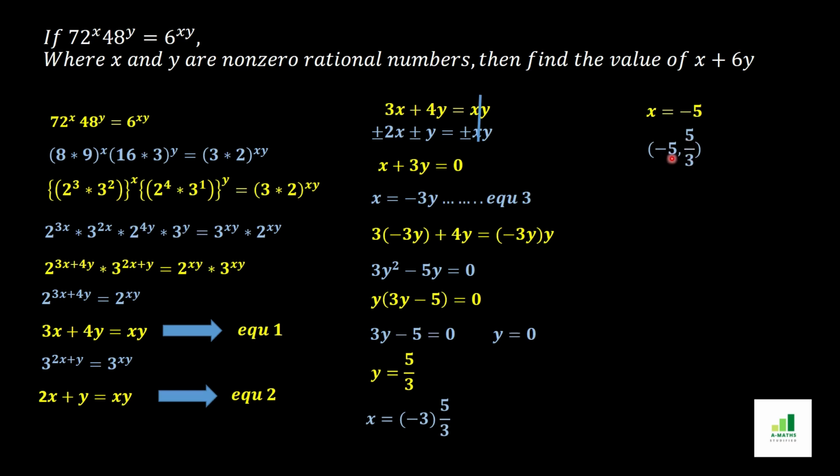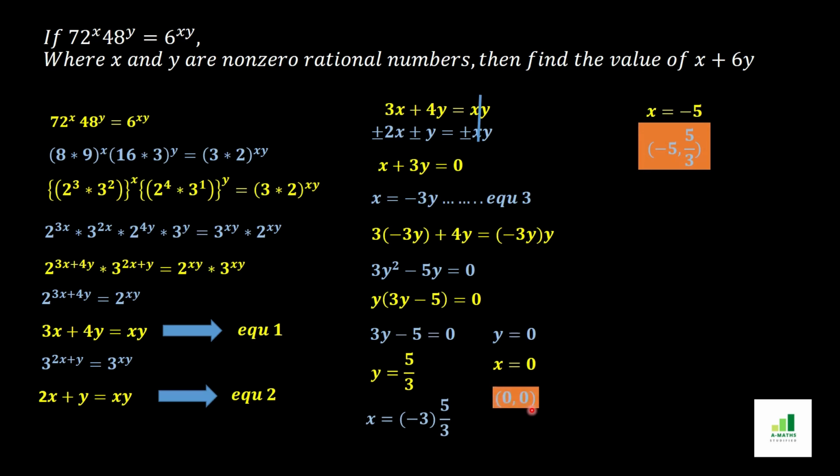Now I will put the value of y equal to 0 inside equation number 3, and when y multiplies this minus 3, I will get x equal to 0. So our next coordinate for x and y is 0 comma 0. So here we get the two coordinates. First is minus 5 comma 5 over 3, which is the value of x and y, and second is 0 comma 0, which is again a value of x and y.